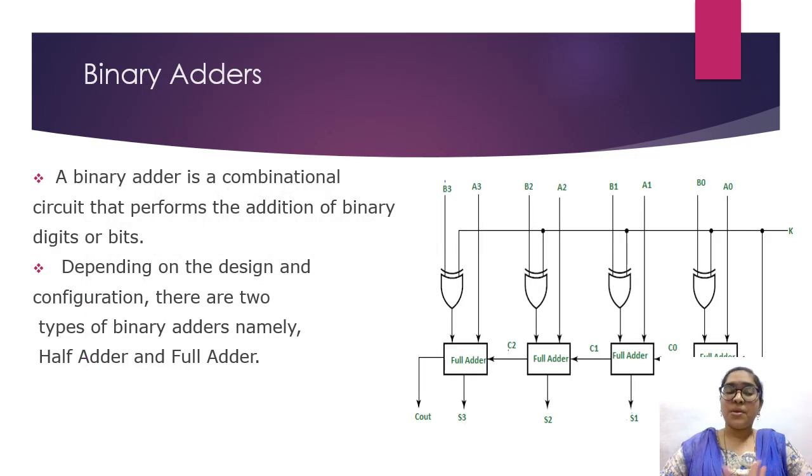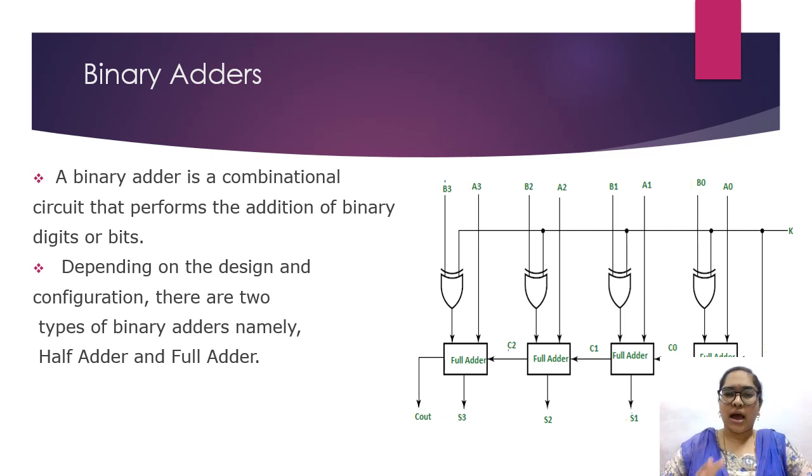Dive into our topic. But before going to our topic, let me tell you what is a binary adder. So a binary adder is a combinational circuit that performs addition of binary digits and bits. That means we all know a combinational circuit. A combinational circuit basically gives outputs based on the present input only, but not on the previous output. So binary adder is an example of combinational circuit, and depending on the design and configuration, we have two types in this binary adder, that is half adder and full adder.